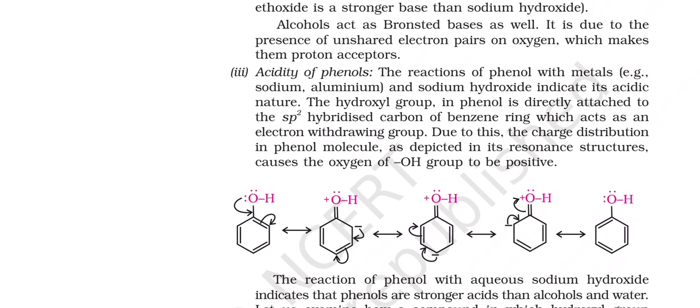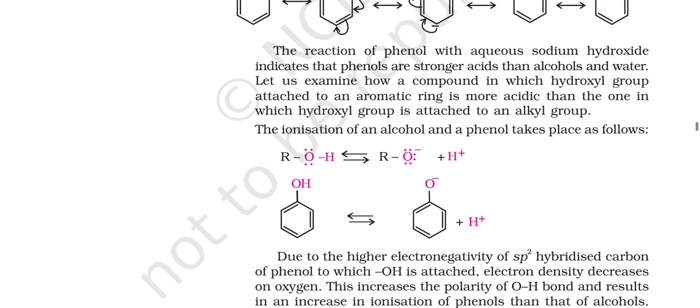Acidity of phenols. The reactions of phenol with metal and sodium hydroxide indicate its acidic nature. The hydroxyl group in phenol is directly attached to the sp2 hybridized carbon of the benzene ring, which acts as an electron withdrawing group. Due to this, the charge distribution in the phenol molecule, as depicted in the resonance structures, causes the oxygen of the OH group to be positive. The reaction of phenol with aqueous sodium hydroxide indicates that phenols are stronger acids than alcohols and water.